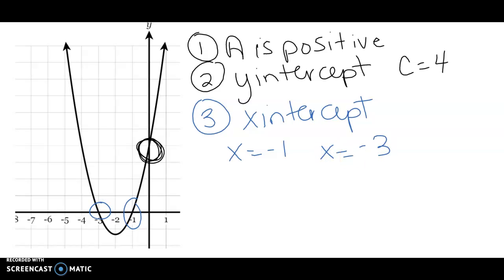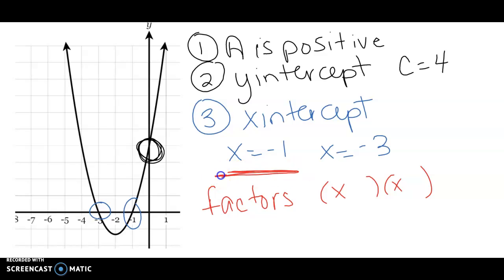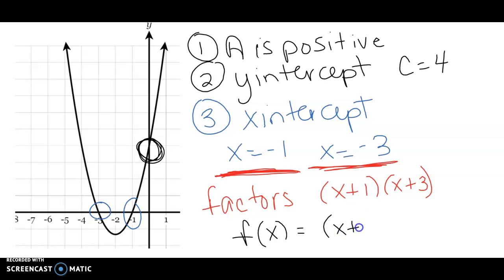If those are my x-intercepts, now I have to find my factors. Again, pause the video if I'm going way too fast for you. Rewind it, try to see where you got lost, and let me know if you have any questions. We have x equals negative 1, so that makes it x plus 1. And we have x equals negative 3, and that makes it x plus 3. So we get f of x equals x plus 1 times x plus 3.